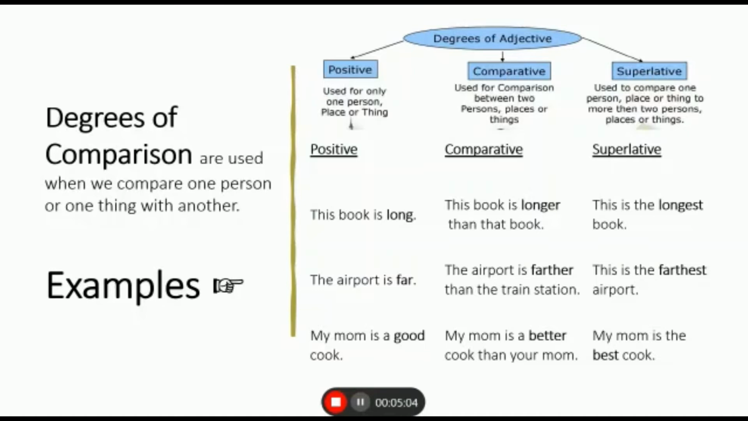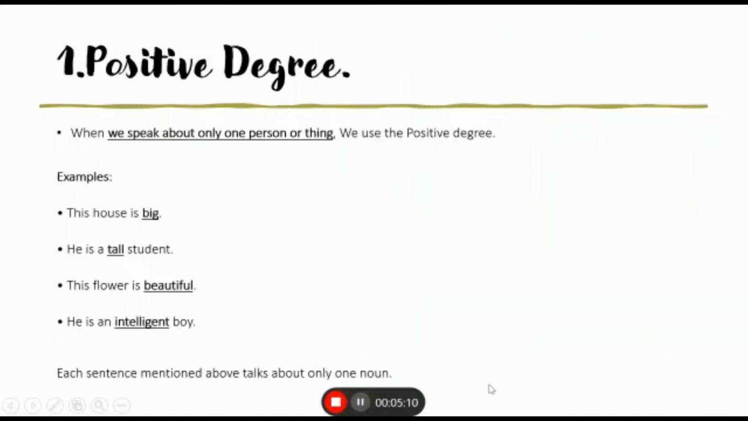And when I compare my mom with the rest of the moms in the world, it becomes superlative. Alright, so let's talk about every degree in detail. The first one is positive degree. We speak about only one person or one thing.